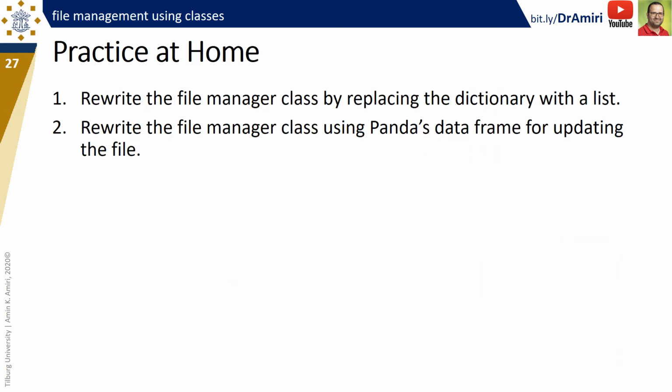I have two optional assignments for you. First, try to rewrite the file manager class by replacing the dictionary with a list. So all_points, all_customers is not a dictionary. Assume that it's a list and then try to rewrite that class. A second assignment is rewriting the file manager class using a pandas data frame for updating the file. So those saves and changes and stuff, I would like you to rewrite it using a pandas data frame.